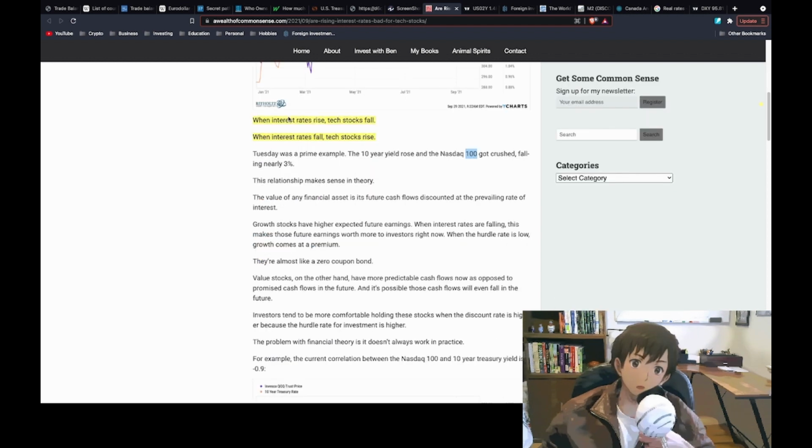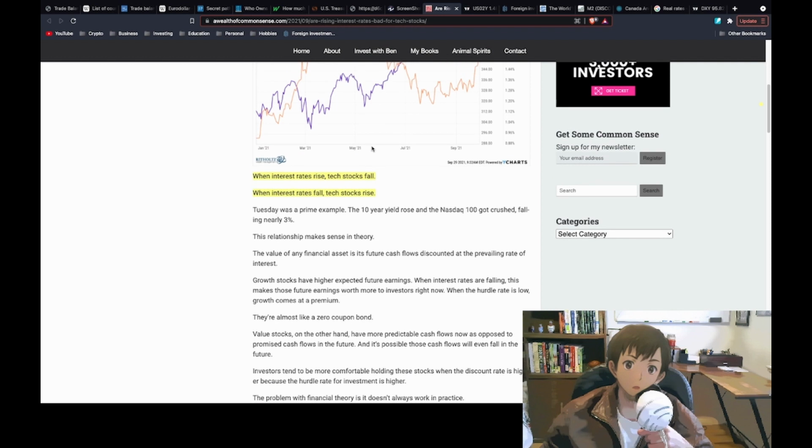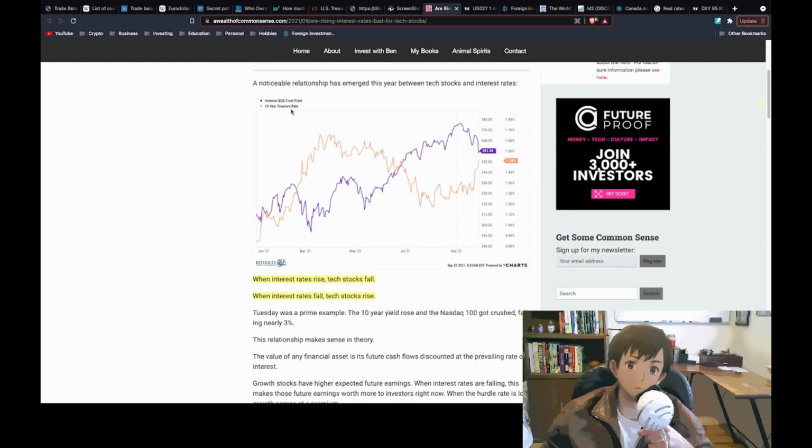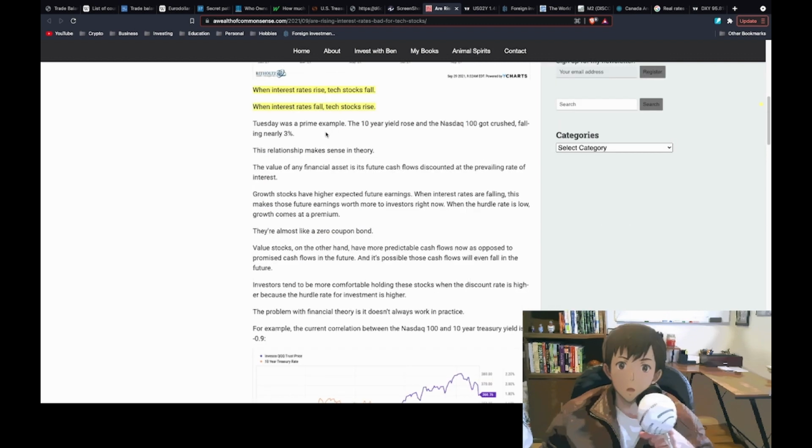So originally I only highlighted this, but now that I think about it, it would be a good thing just to read through this because it is pretty interesting and has a lot of value when it comes to basic concepts regarding this. So let's just read through this really quick. When interest rates rise, tech stocks fall. When interest rates fall, tech stocks rise. And they're referring to the discount rate on the 10-year treasury when they're talking about interest rates. Thursday was a prime example. The 10-year yield rose and the NASDAQ 100 got crushed, falling nearly 3%.